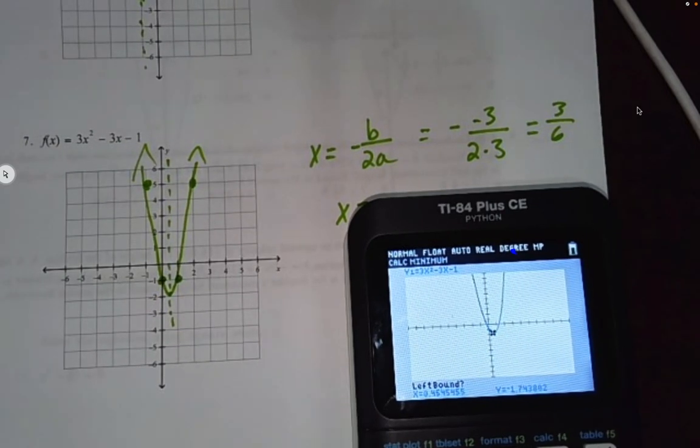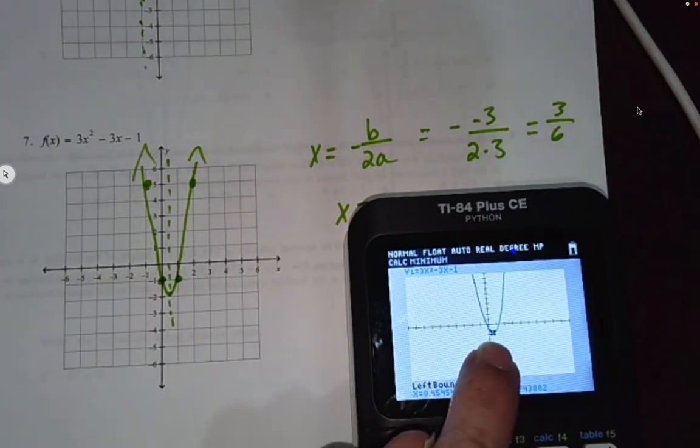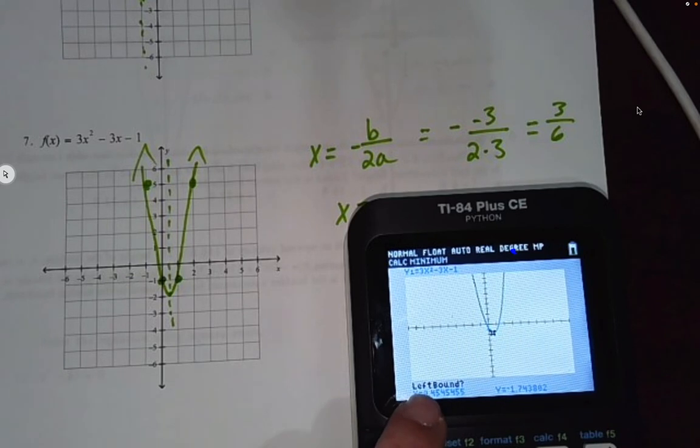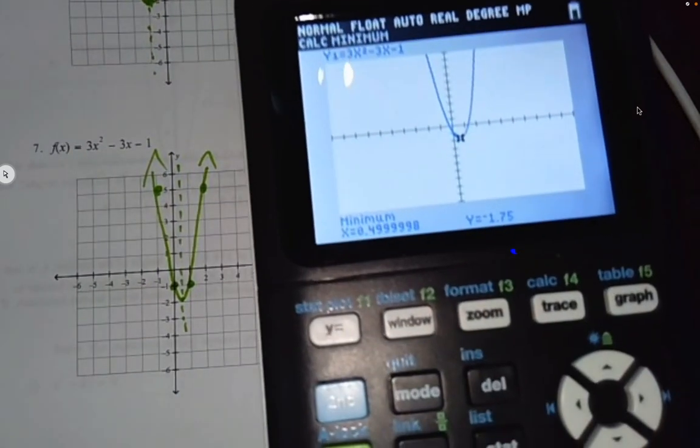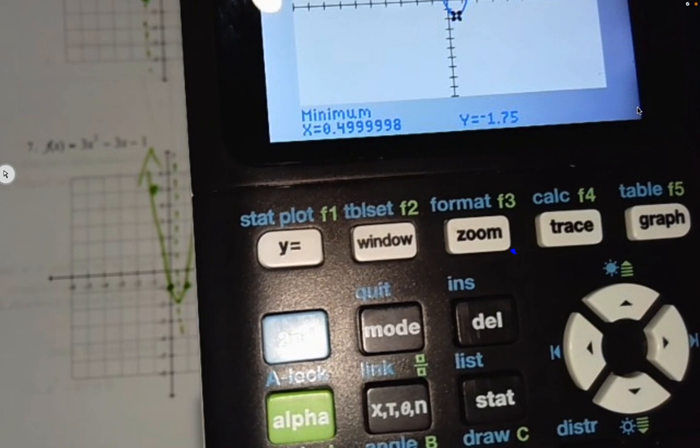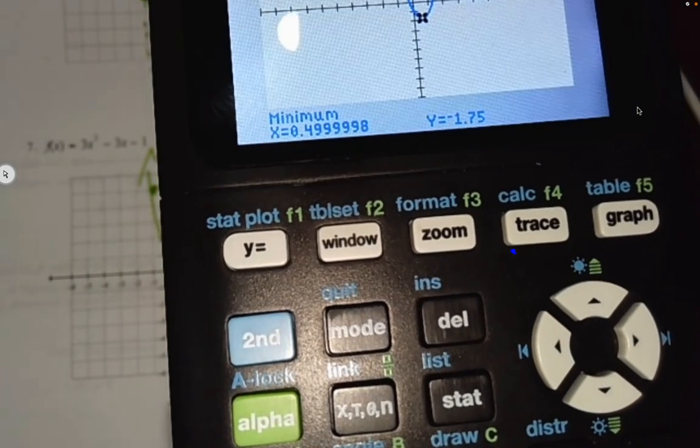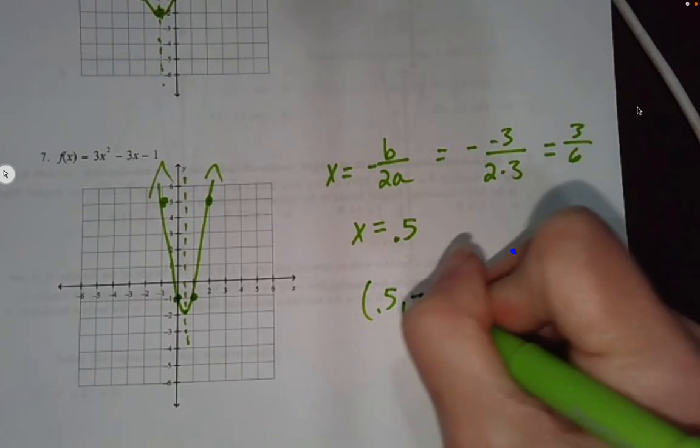So this is what you do. This right here is where I'm trying to find. So this says go to the left. So I go to the left a few times and press enter. Then what does it tell me to do? Go to the right a few times and press enter. And then it says go back to it. And what does it tell me my answer is? 0.5, and what's my y value? -1.75.